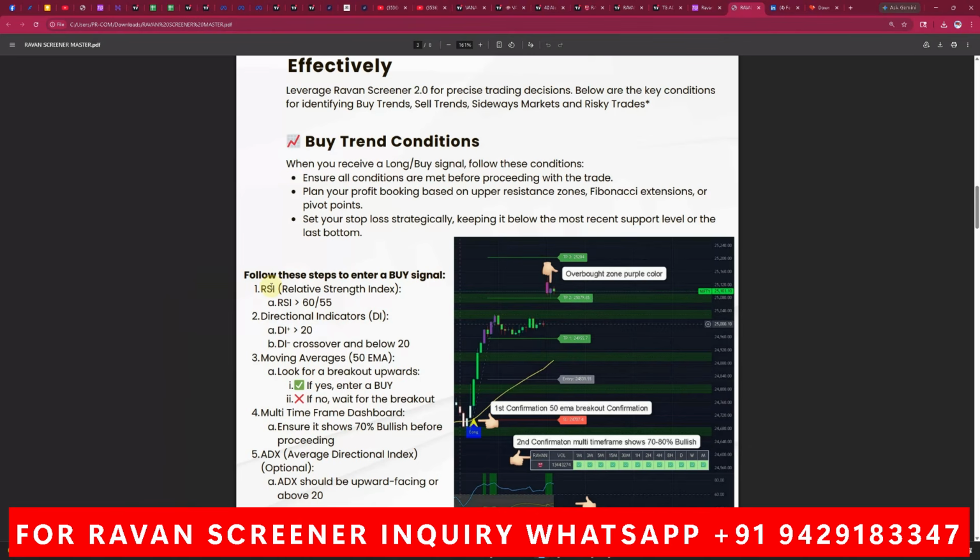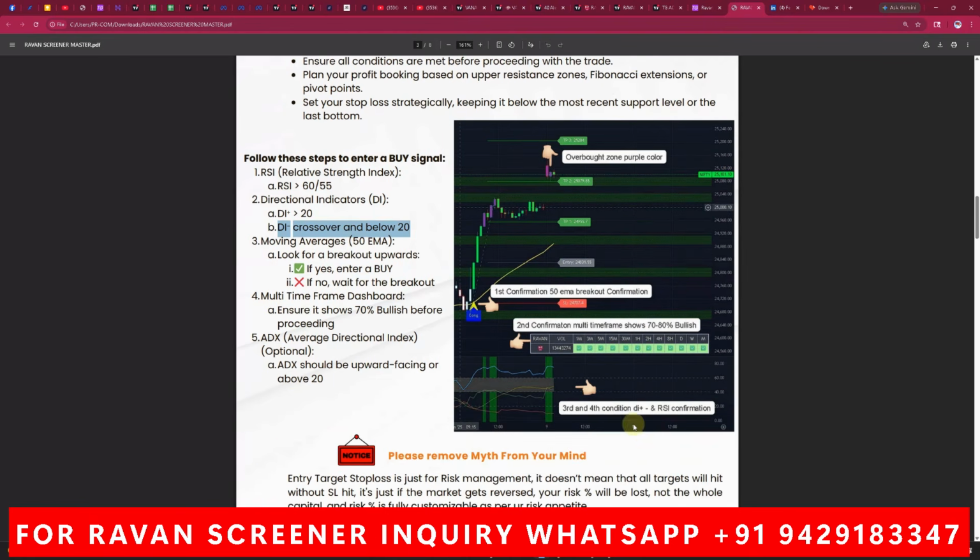You can see here RSI. First is the RSI condition. For buy, it should be above 55 or 60. DI plus should be above 20. DI minus, in the inverse, should be below 20. The candle should be above the moving average. You can see here the first confirmation is the 50 MA. The second confirmation is the multi-time frame table showing bullish or bearish. I'll show you an example of this bullish bearish in the next point. The third condition is DI plus, DI minus and RSI. See, all the conditions must match, and then and only then will the signal perform.